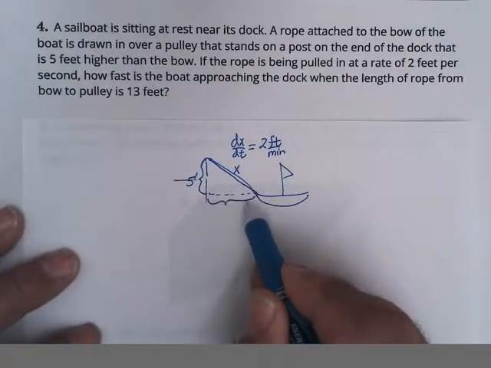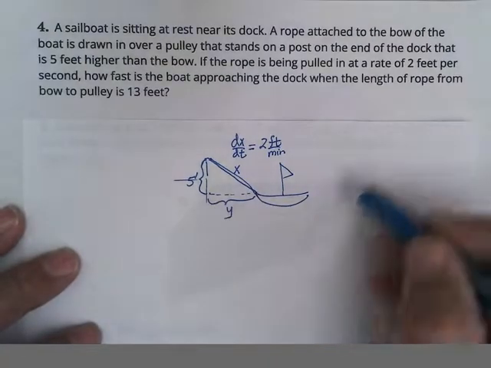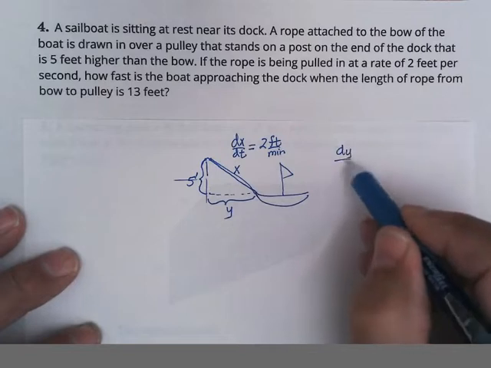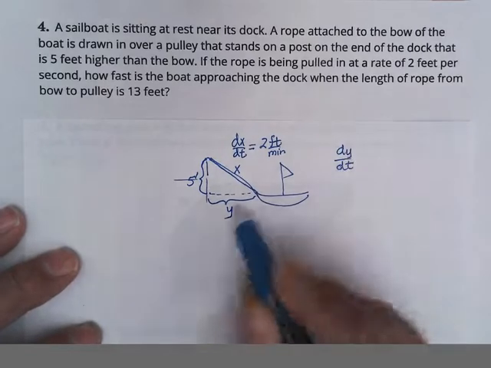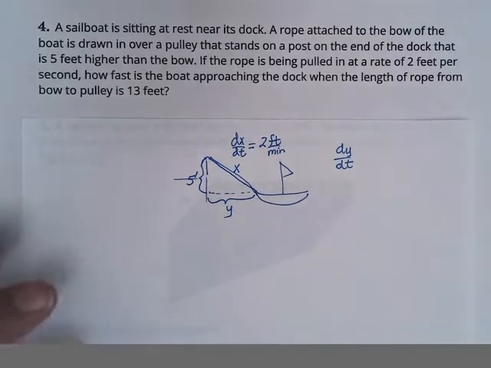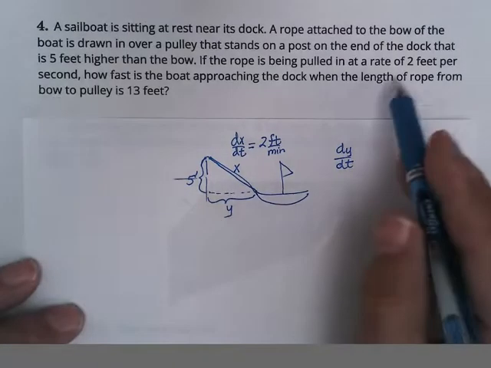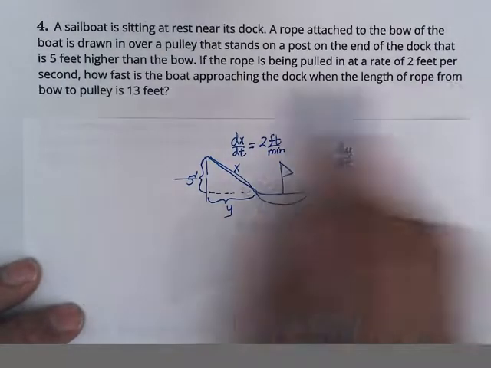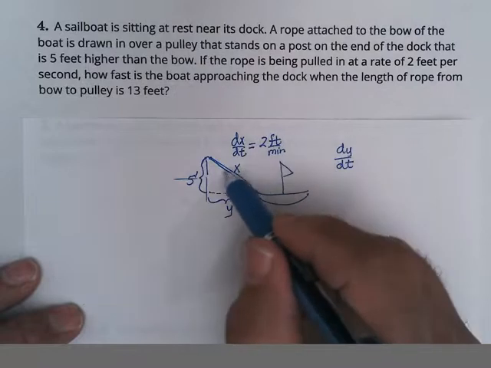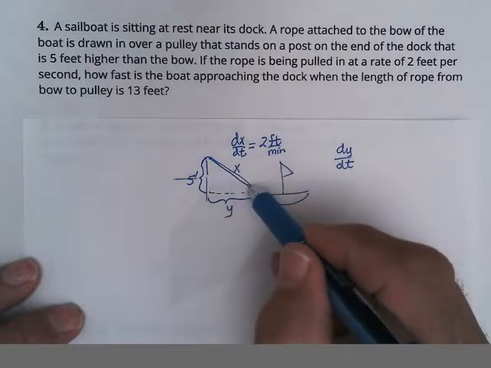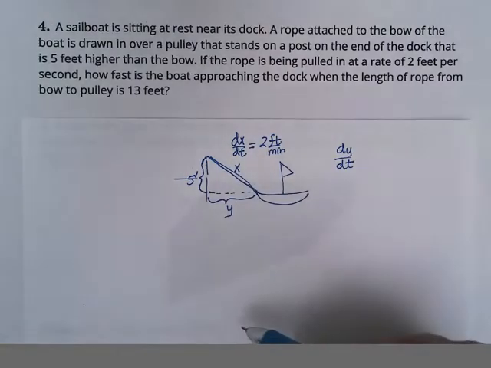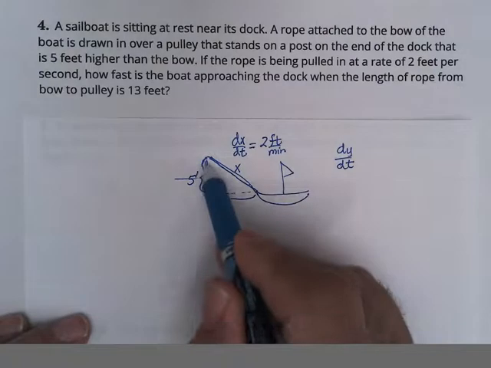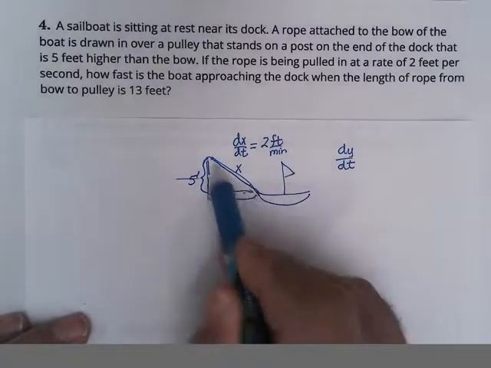Well, that would be this, and so they want to know dy/dt. I just arbitrarily assigned y to that. And they said when the length of the rope is 13, so that's a specific time, that's changing, so we can't use that when we set up the relationship. But clearly we have a right triangle here.